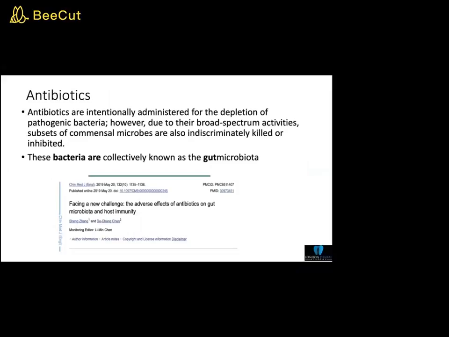So these bacteria are known as gut microbiota, and when we give things like metronidazole, always warn the patient that they may feel a runny stomach. It doesn't mean they're allergic to it. Let them know. But you can do certain things.